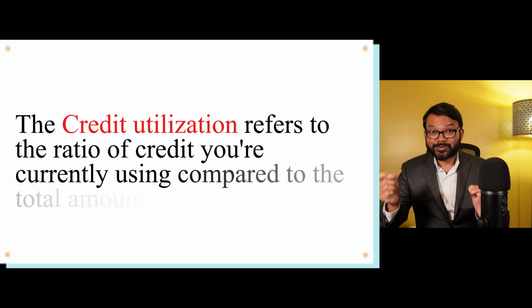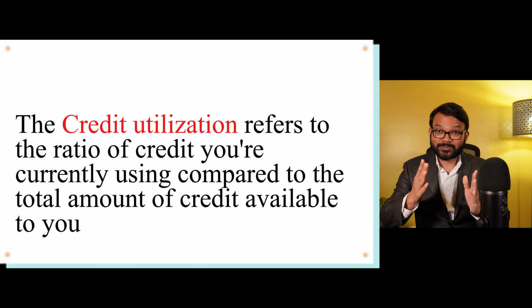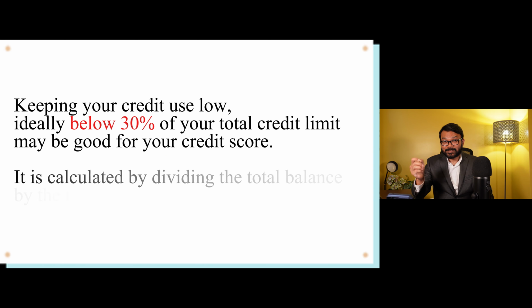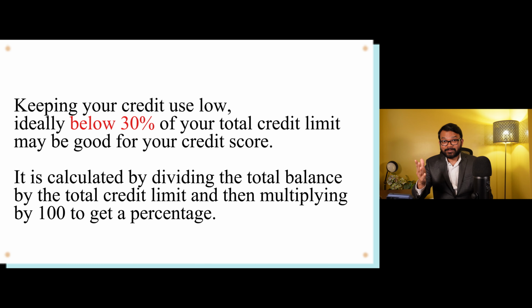Now let's talk about credit utilization. The credit utilization refers to the ratio of credit you are currently using compared to the total amount of credit available to you. Keeping your credit use low, ideally below 30% of your total credit limit, may be good for your credit score. It is calculated by dividing the total balance by the total credit limit and then multiplying by 100 to get a percentage.